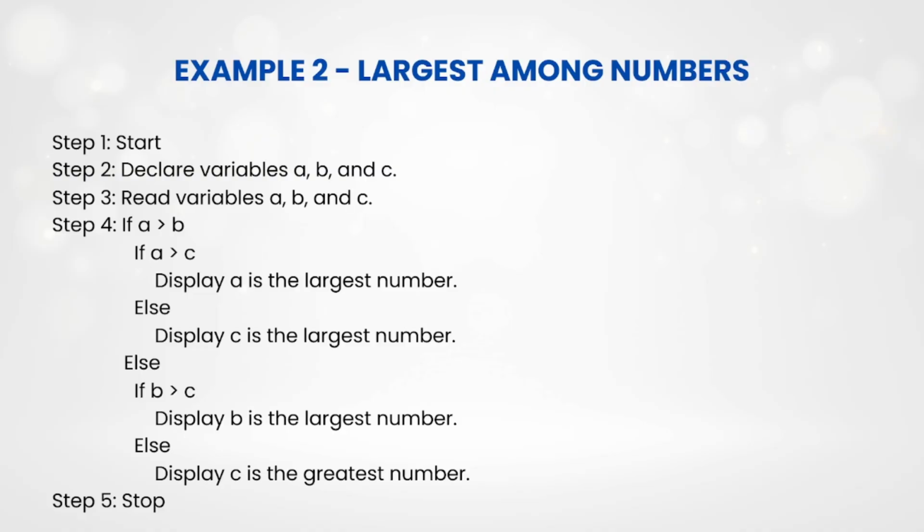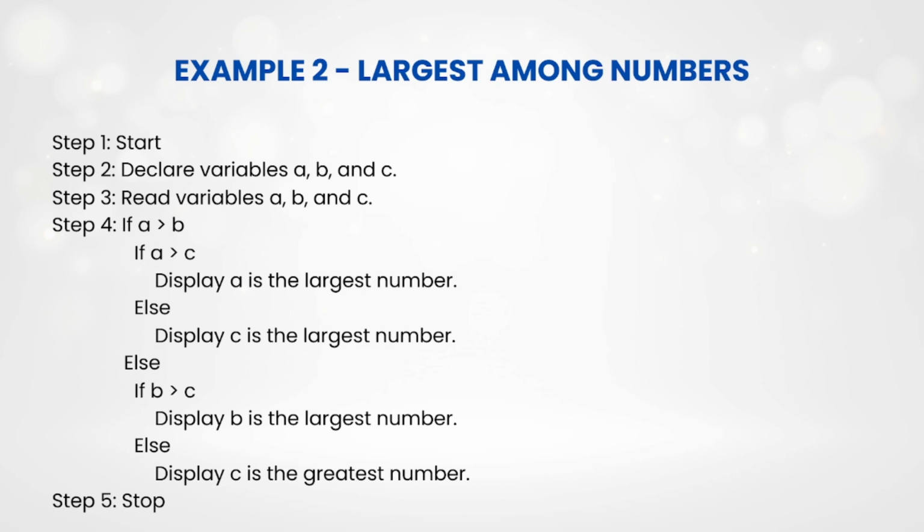Here is another example, this time to find the largest among three numbers. Step 1, start. Step 2, declare three variables, a, b, and c. Step 3, read the values of a, b, and c. Step 4, use conditions to compare them. So let's go over it again. If a is greater than b, then compare a with c. If a is greater, display that a is the largest. Otherwise, display c is the largest.